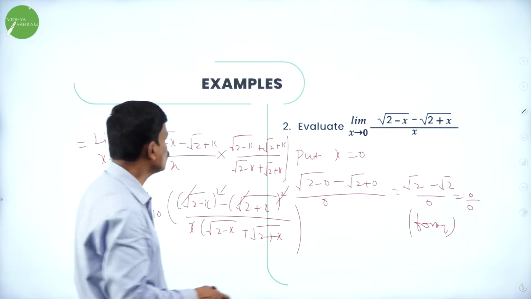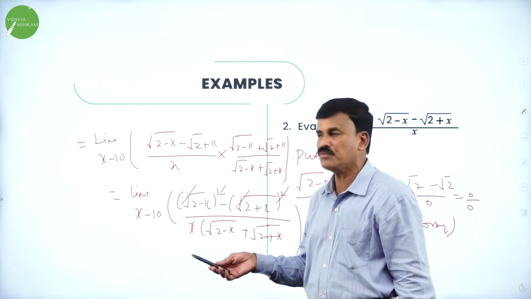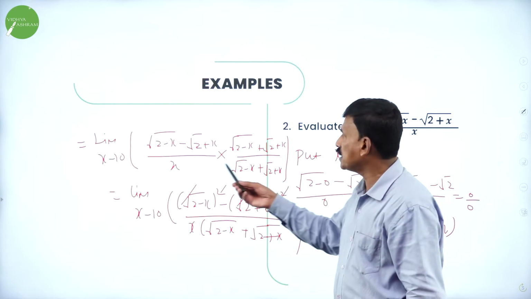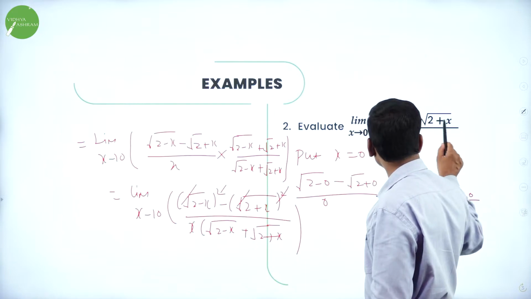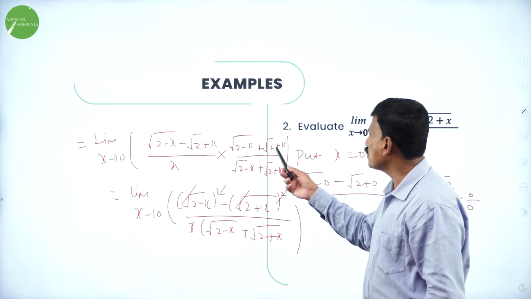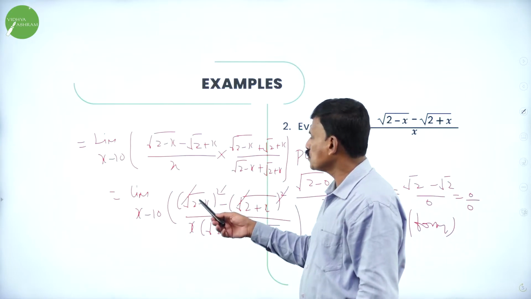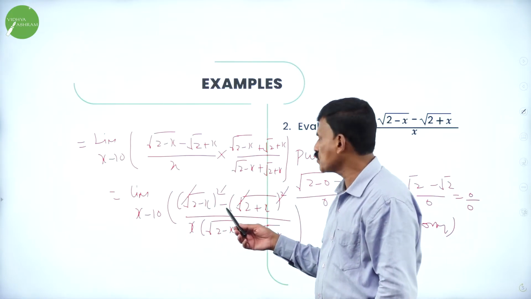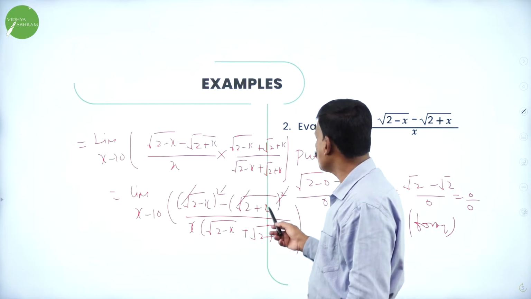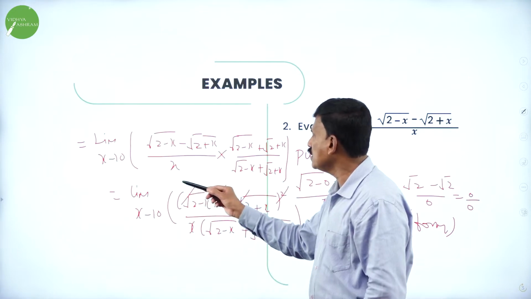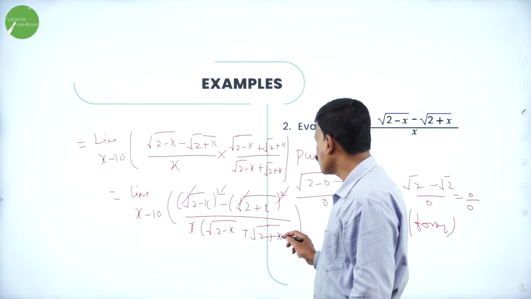That's it. See, listen to me here. By putting x is equal to 0, we will get 0 by 0, which is an indeterminate form. Just rationalize the numerator, multiply both numerator and denominator by root 2 minus x plus root 2 plus x. Root 2 minus x into root 2 minus x is root 2 minus x whole square, minus root 2 plus x into root 2 plus x is root 2 plus x whole square, divided by the denominator, which is the same, x into root 2 minus x plus root 2 plus x.